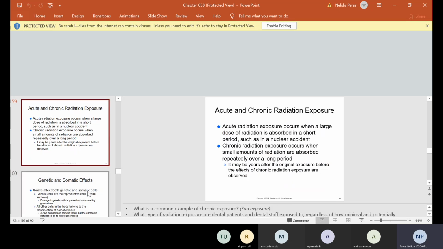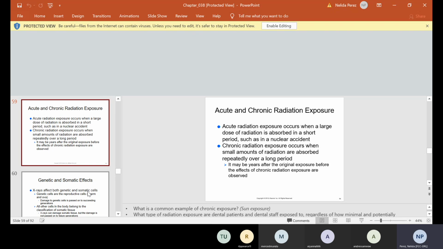Now you have 2 types of radiation exposure, acute and chronic. Acute radiation exposure occurs when a large dose of radiation is absorbed in a short period, such as in a nuclear accident. Chronic radiation exposure occurs when small amounts of radiation are absorbed repeatedly over a long period. It may be years after the original exposure before the effects of chronic radiation exposure are observed.